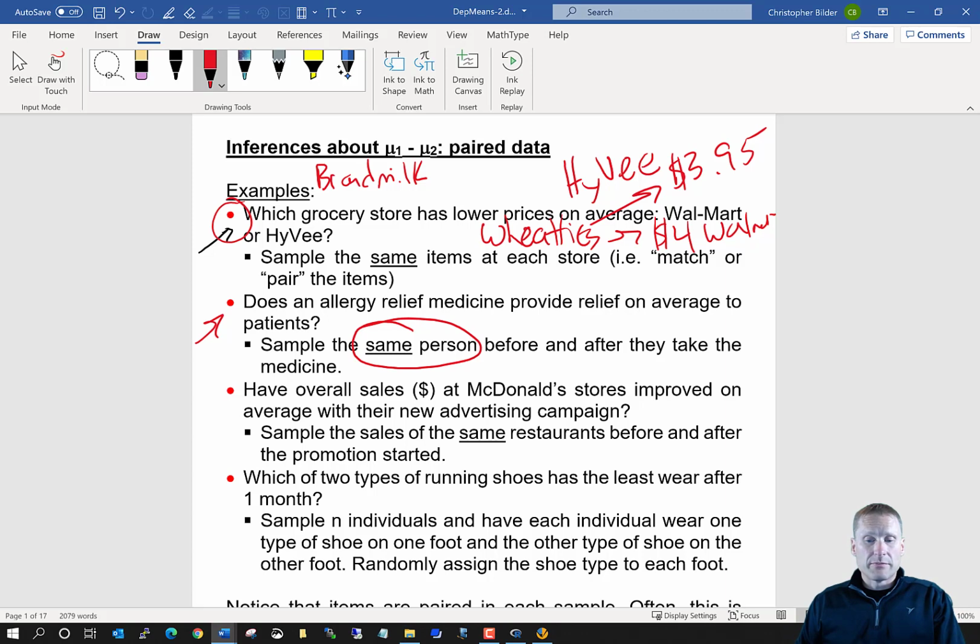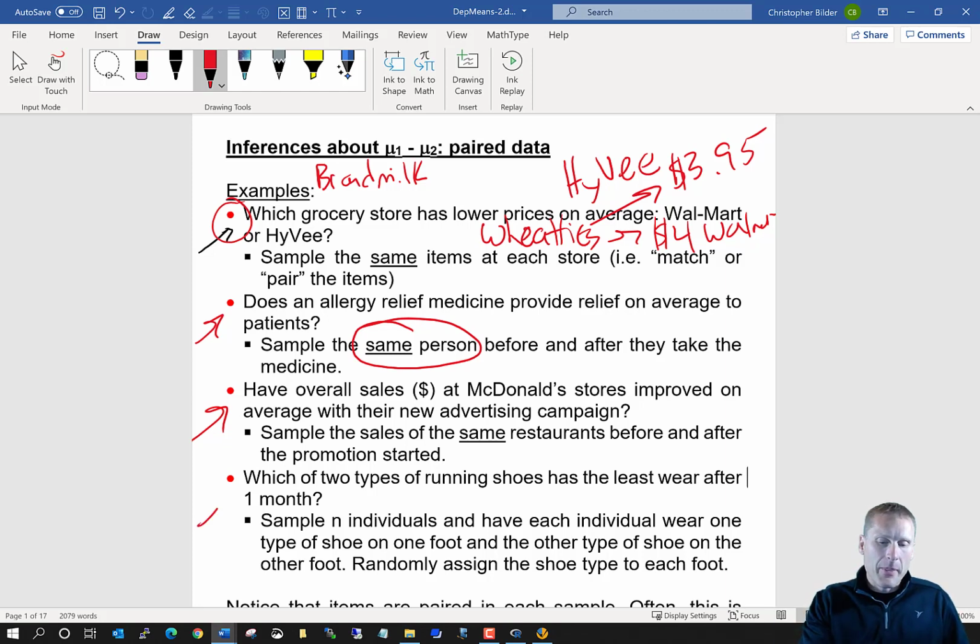Another example is with respect to advertising. Have overall sales at McDonald's stores improved on average with their new advertising campaign? Before the campaign started, we have some measurement of sales for a particular item. After the campaign has gone for maybe a month, you look at that same item at that same store. How have sales changed? What are the sales now?